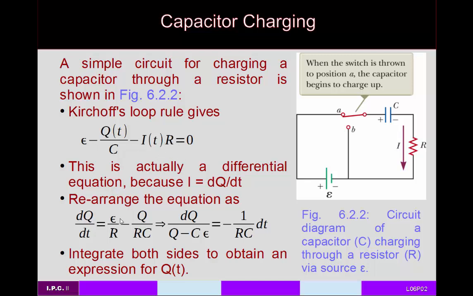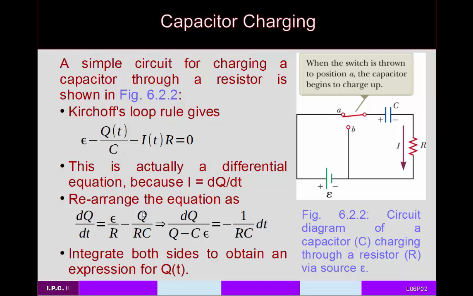So we divide everything by the R, and then from there you have epsilon over R, the EMF divided by the resistance, minus the charge divided by RC. And so what we want to do here is basically separate the dq and the dt, and it's preferable to have the dq with the q terms and the dt with nothing or with the constant terms.